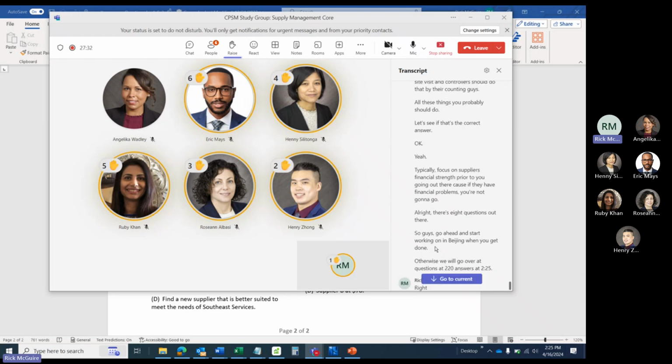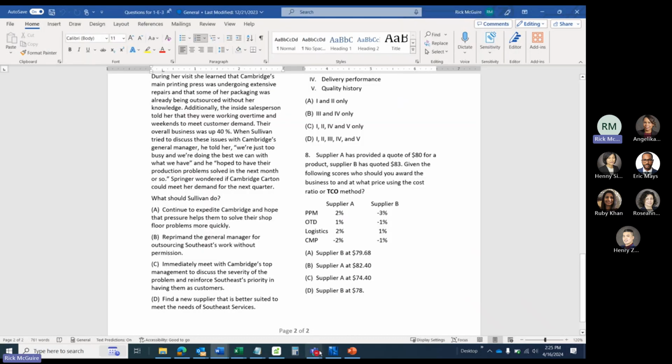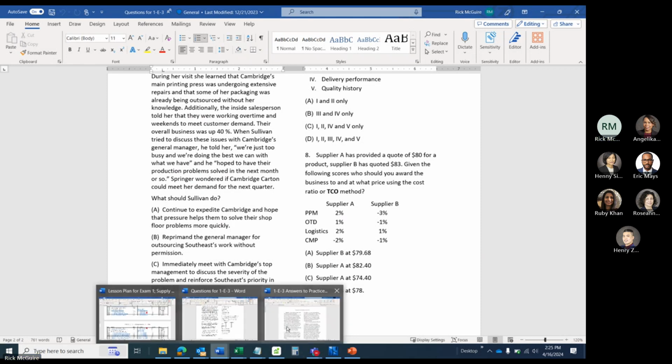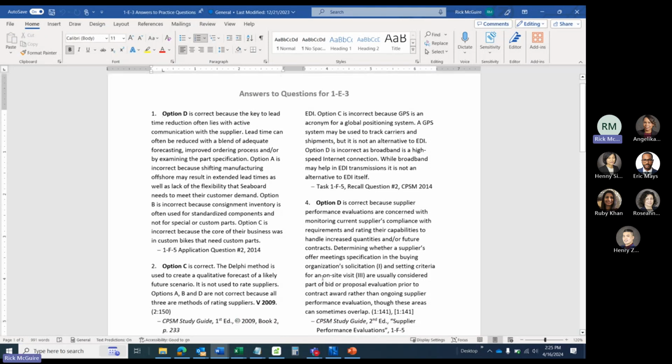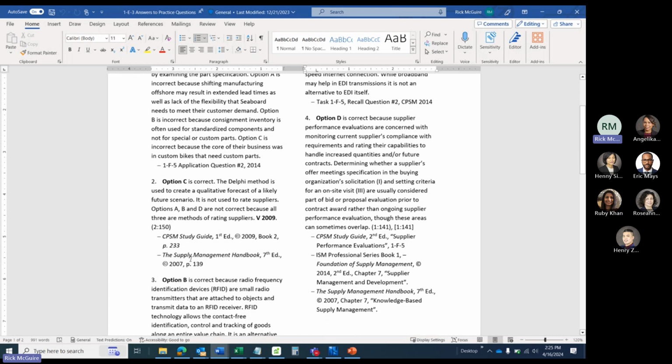All right, I'm gonna score some answers. I will post them so you can look at them later. Number 1 is delta. The key to lead time reduction often lies with active communication with the supplier. 2 is Charlie. The Delphi method is used to create a qualitative forecast of likely future scenarios. So you'll see this in test 2. That's the one that doesn't belong.